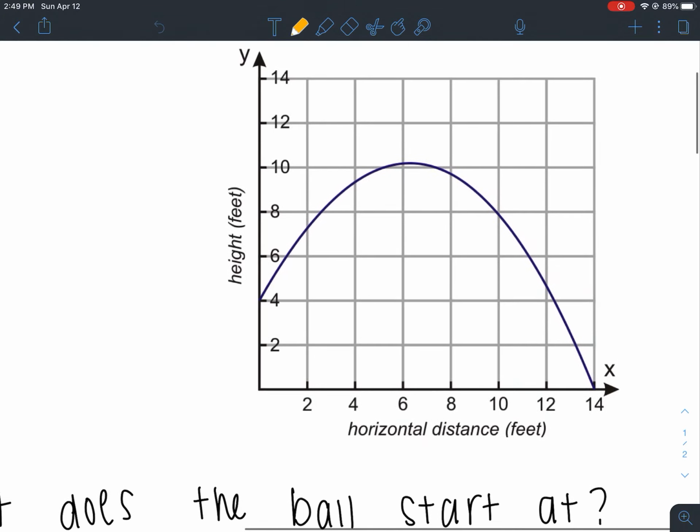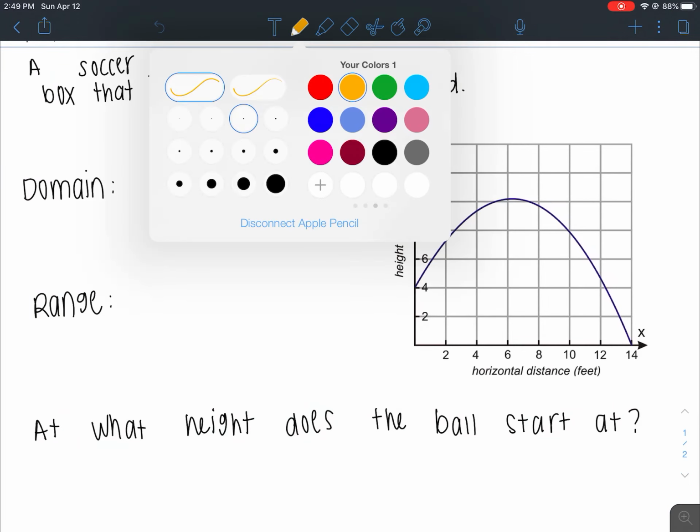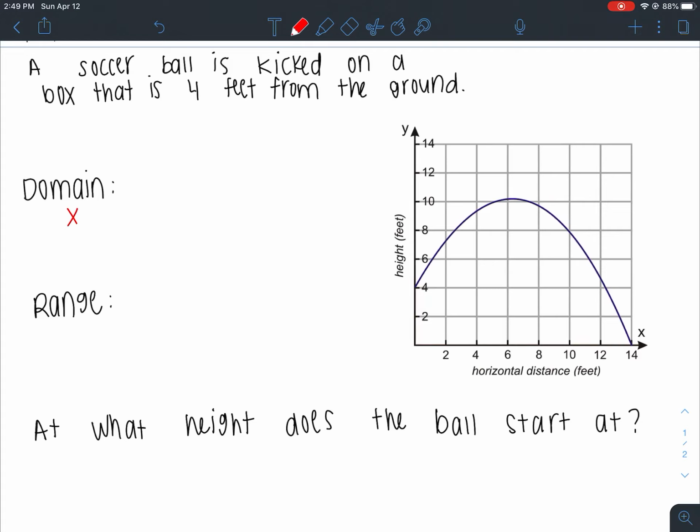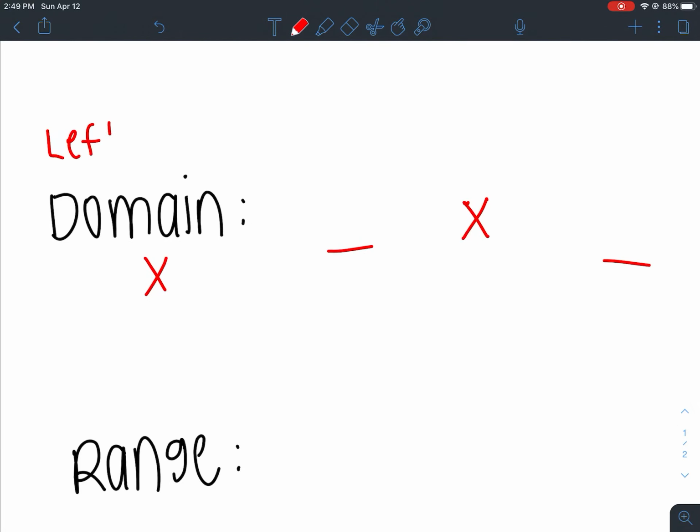It looks like the x-axis is our horizontal distance in feet, and the range, or the y values, is your height in feet, so how high the ball gets. The x-axis is how far the ball gets. Now with domain, domain is our x values, so we want to look along the x-axis. Domain being our x values, we know that it's restricted on both ends. So I'm going to put an x in the middle, and then two numbers on both ends telling me where I go from left to right. Remember, for domain, you always want to go left to right.